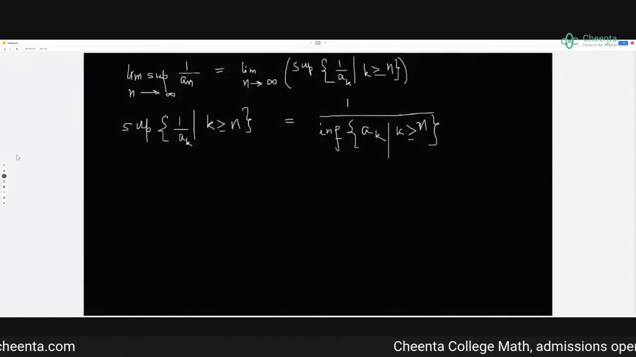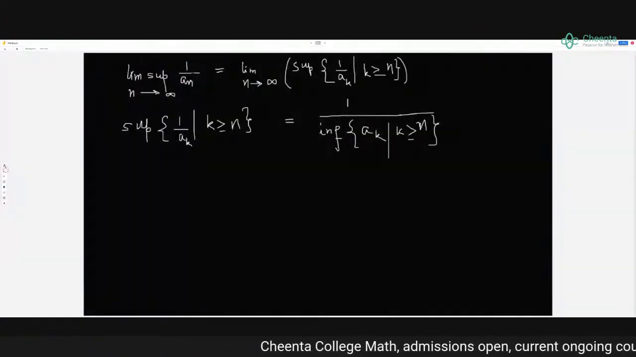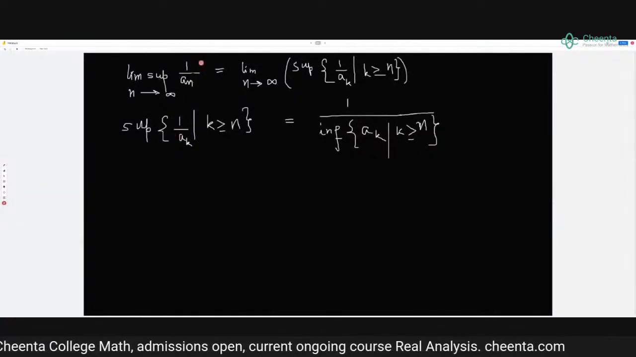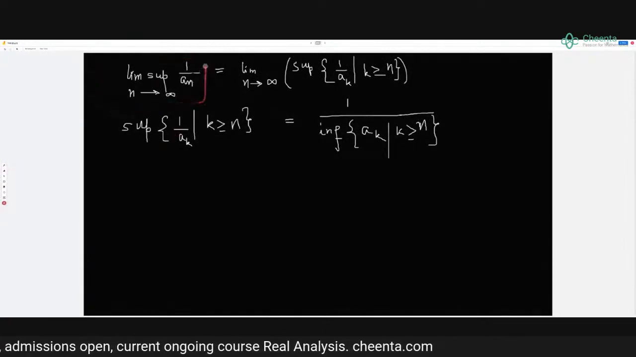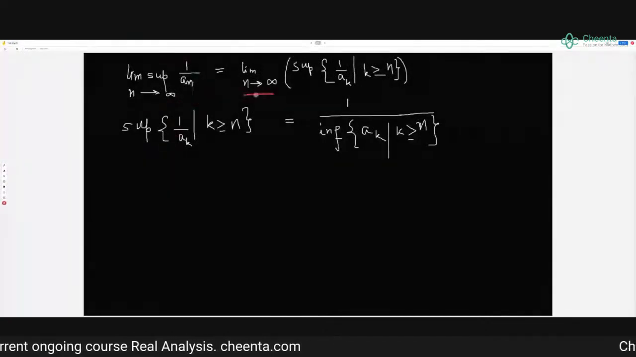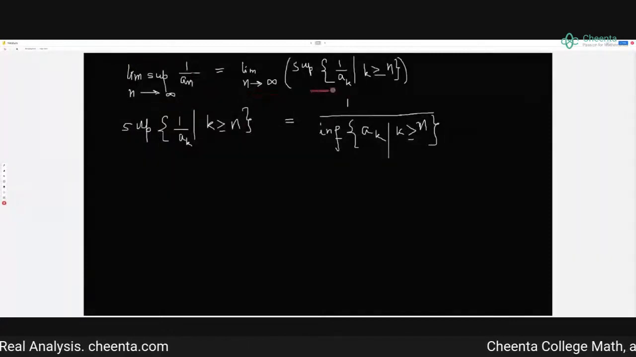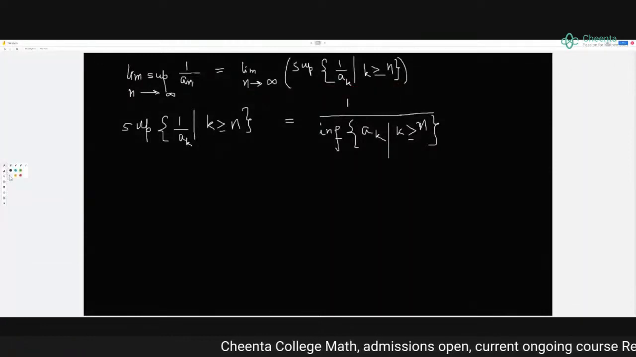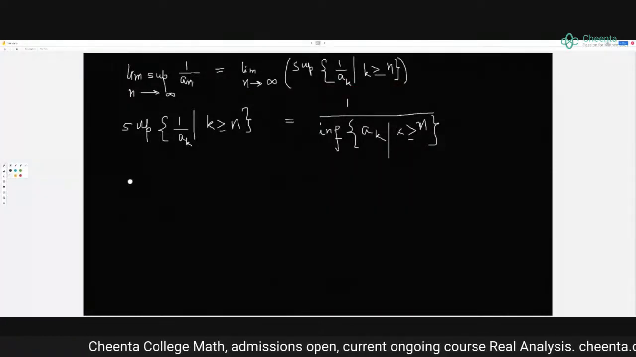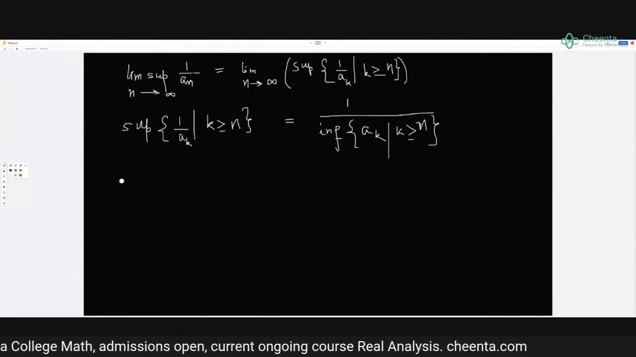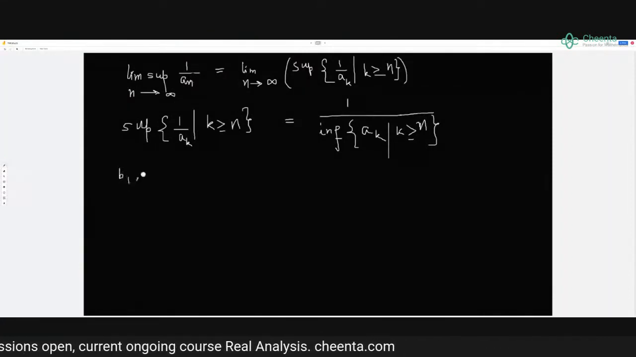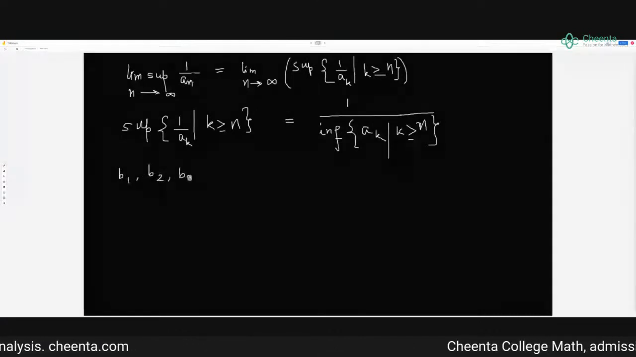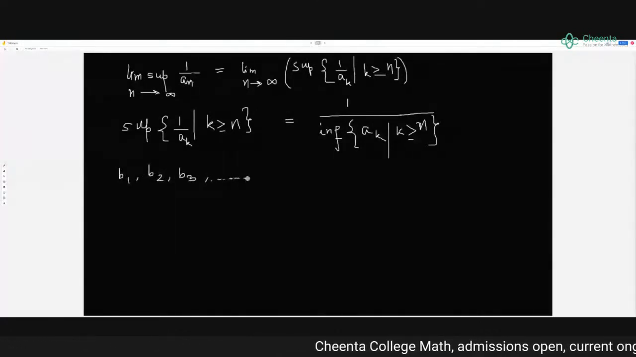First of all, we will see the definition of limit supremum. The definition of limit supremum is precisely this: if I am talking about limit supremum as n tends to infinity of 1 by an, then that is the limit as n tends to infinity of the supremum of this set. How does limit supremum take place? Let's say you have a sequence b1, b2, b3, and it goes on and on.